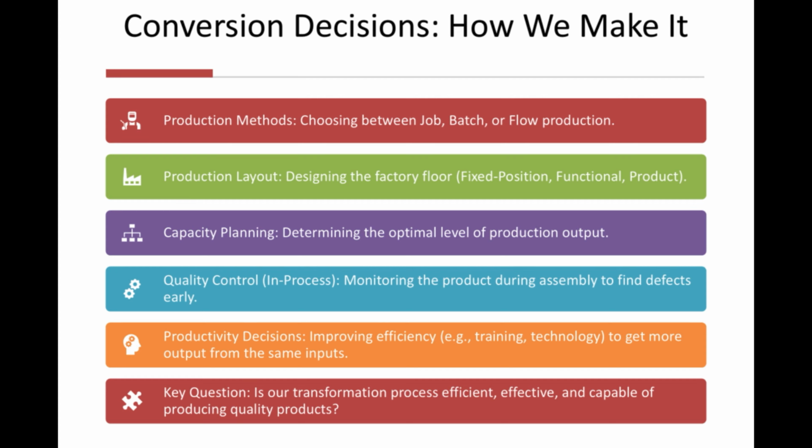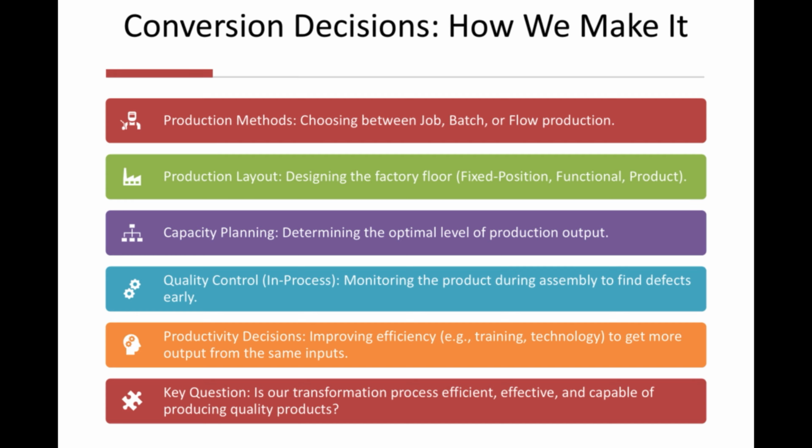And finally, we will have productivity decisions, and this is all about efficiency. How can the bakery get more output from the same amount of input? Maybe the bakery will need to invest in some new automatic dough rollers. Maybe they will need to retrain their staff. Maybe they need to invest in technology. Maybe they will need to reorganize the schedule. Productivity decisions are about working smarter, not harder.